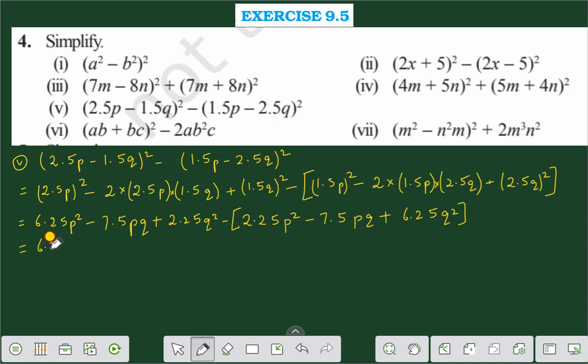Now we are getting 6.25 p square minus 7.5 pq plus 2.25 q square minus 2.25 p square, minus into minus is plus 7.5 pq, minus into plus is minus 6.25 q square, right?